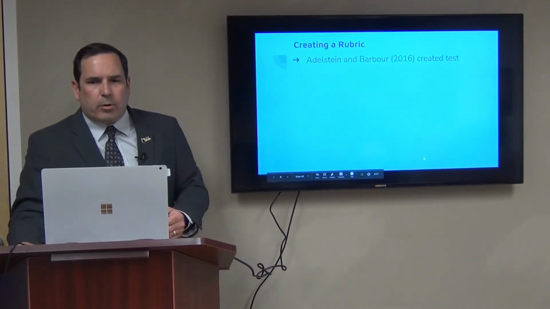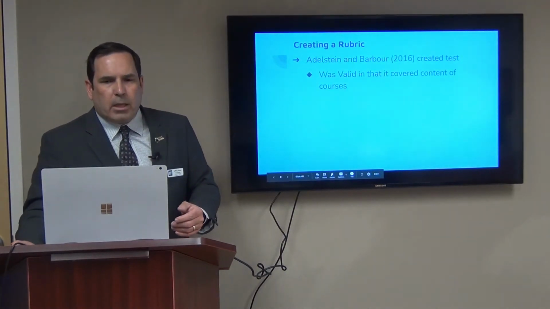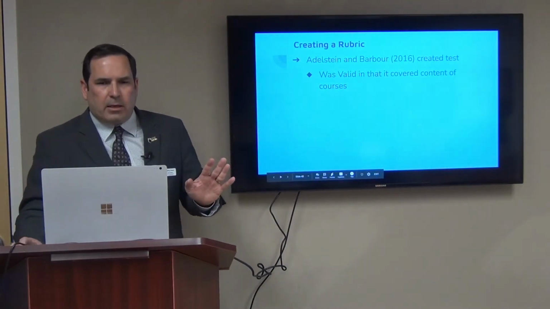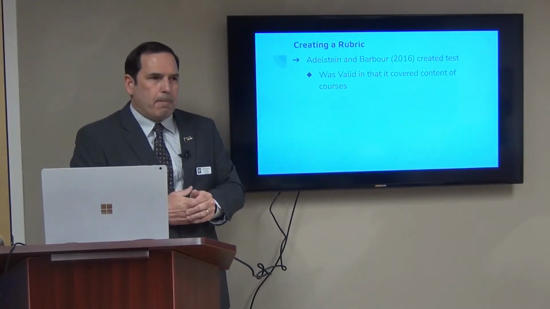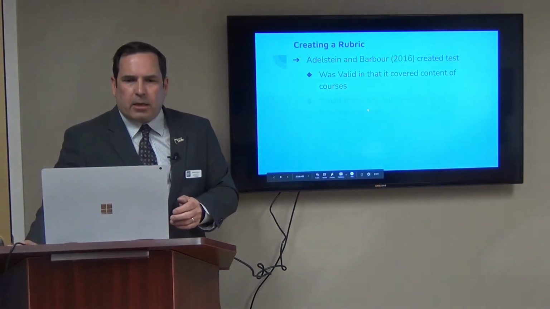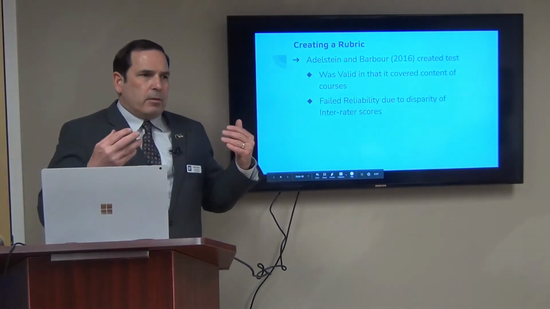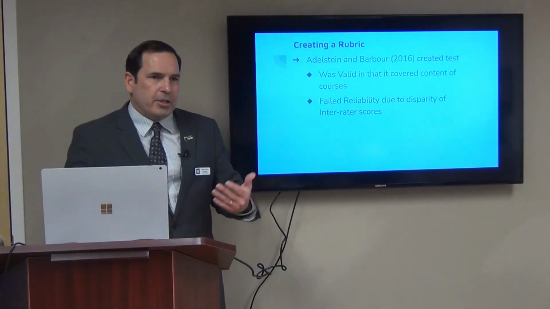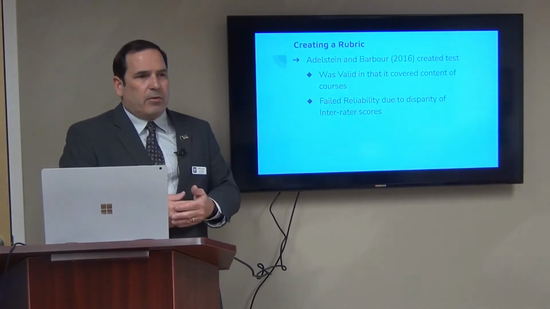Adelson and Barber in 2016 created a test. It was a valid test. It was a rubric, and it was a valid rubric that covered content of the courses. Now, they took that rubric and they gave it to 8 educators, some instructors, some administrators, but all in the education process, and they had them rate 5 different courses.